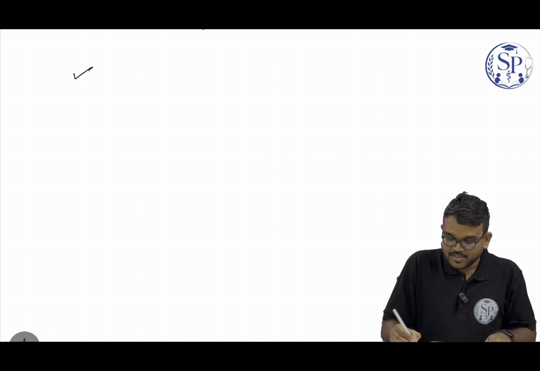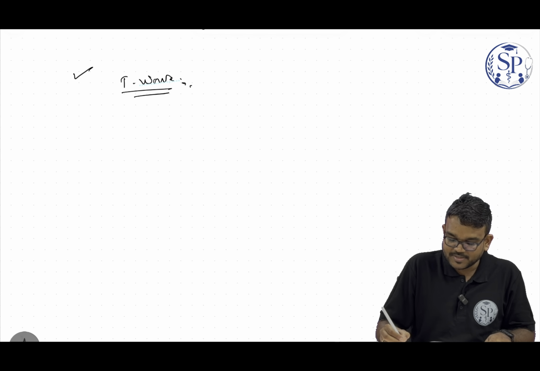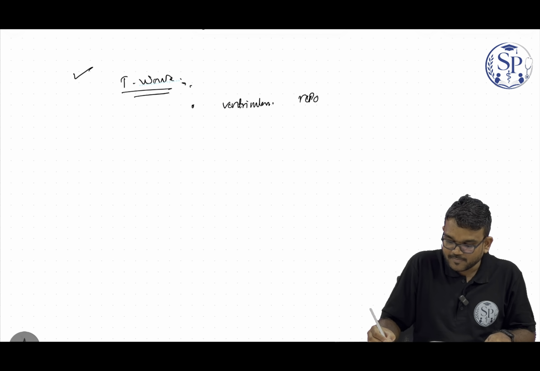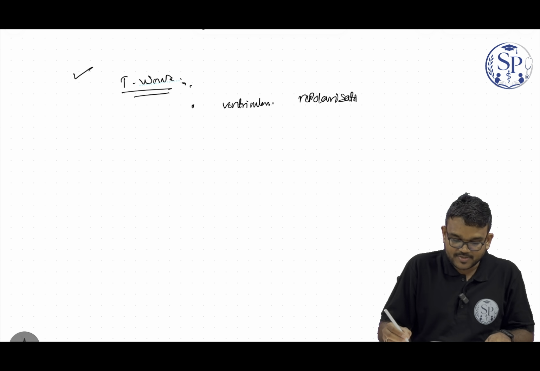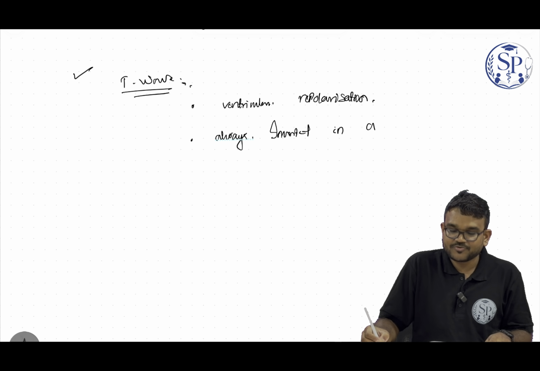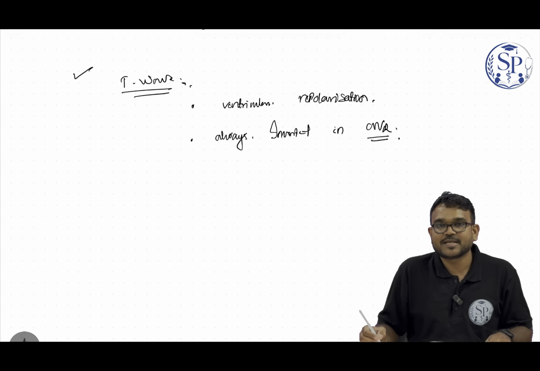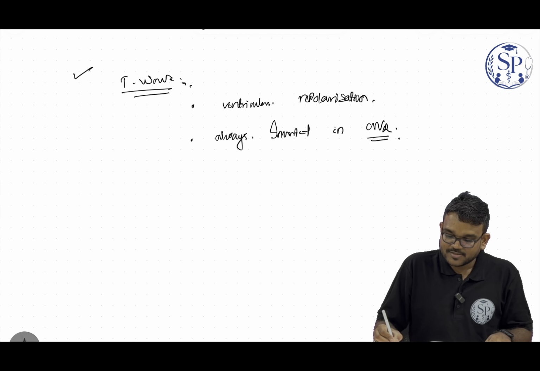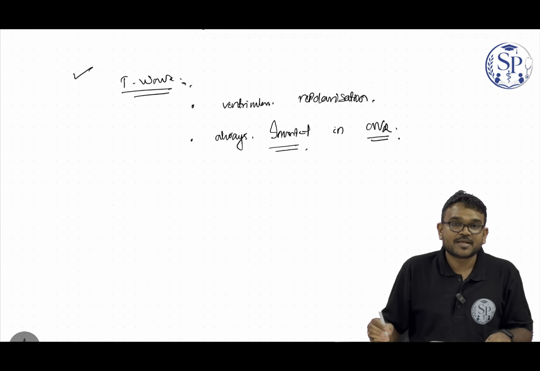Now we will discuss the T wave. The T wave signifies ventricular repolarization. It is always inverted in AVR. As you all know, all waves in AVR are negative, hence it is inverted. The T wave is also inverted in AVR.